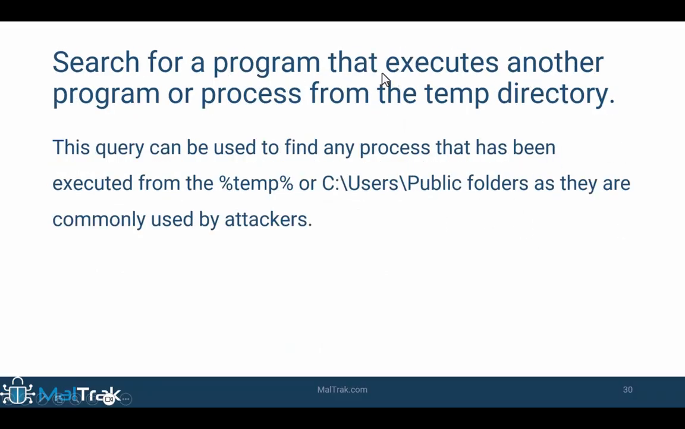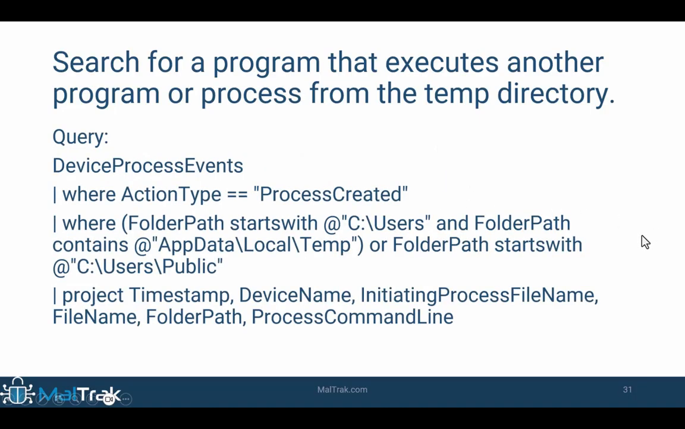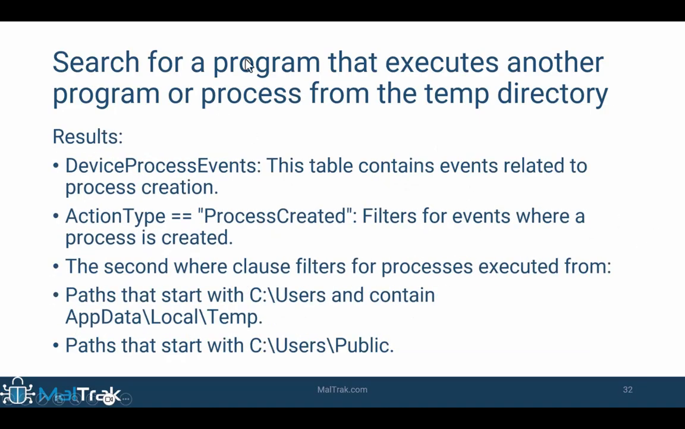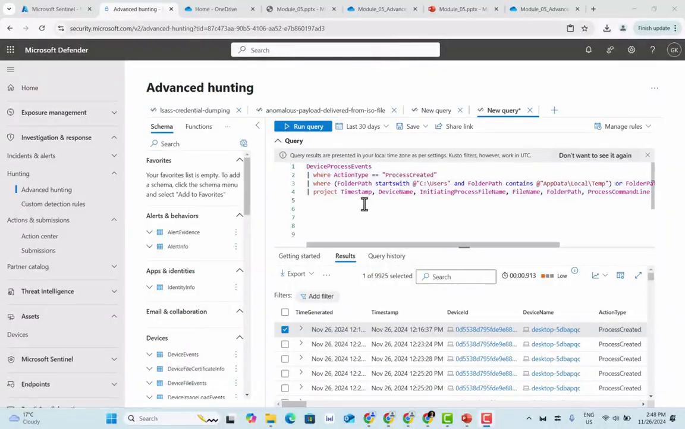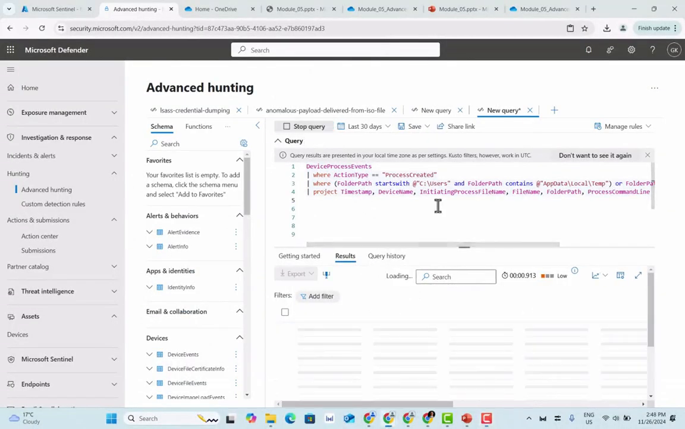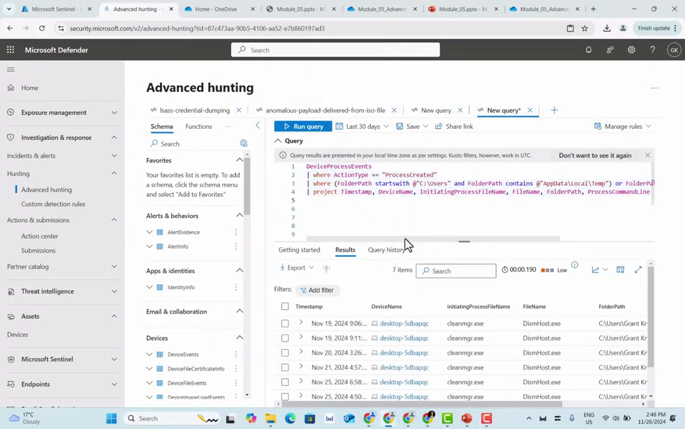Okay, moving along from PowerShell, you can use that reference. Search for a program that executes another program or process from the temp directory. This query can be used to find any processes that have been executed from temp or C:\Users\Public folders, which are commonly used by attackers. So let's go ahead and try that. We've got that query. We can go ahead and run it over the past 30 days.